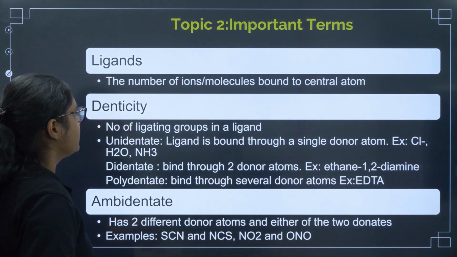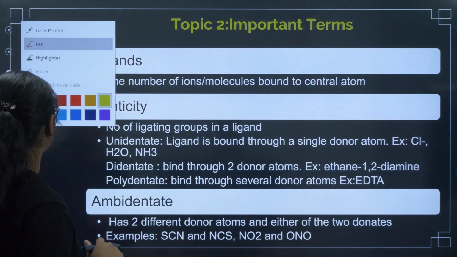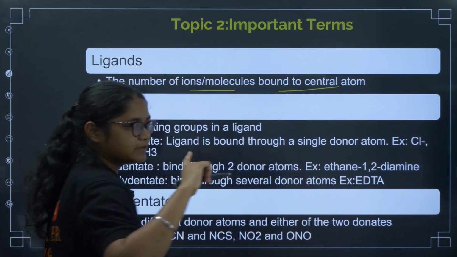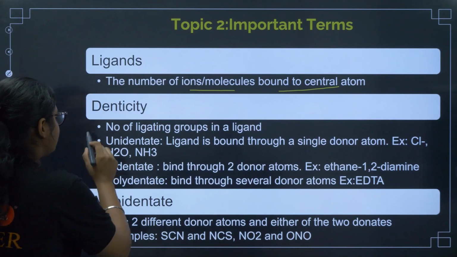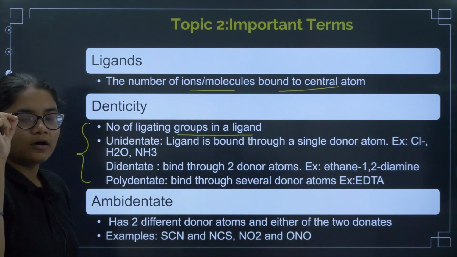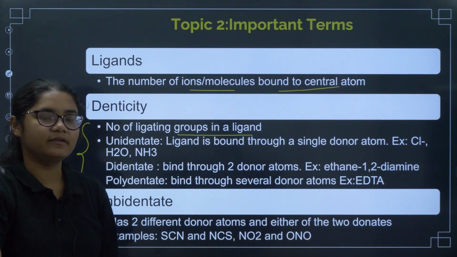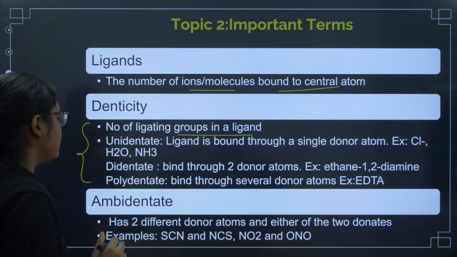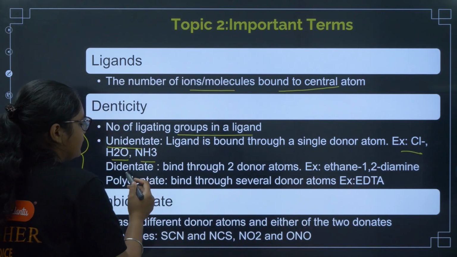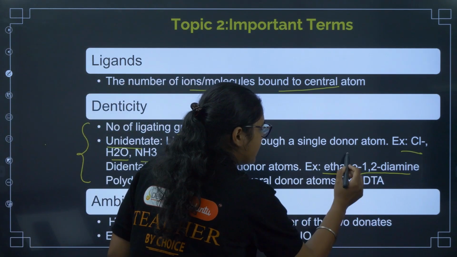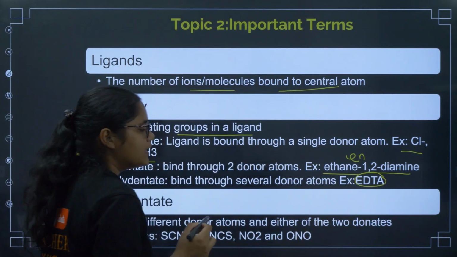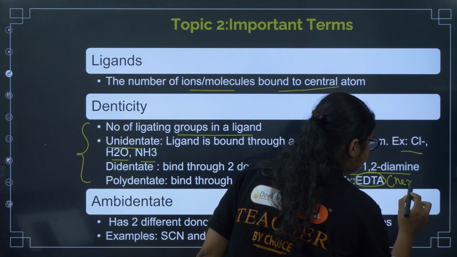Now let us go to the next topic, important terms. Which important terms are there? Ligands: you should know the number of ions or molecules bonded to the central atom. Now denticity is important. Here you should know the number of ligating groups in a ligand, that is, how many sites there are which can donate electrons to the metal. Unidentate ligand examples are Cl minus, H2O, NH3. Didentate ligand examples are ethane-1,2-diamine, which we write as en. Polydentate ligands have the example of EDTA. Here you should remember EDTA is a hexadentate ligand.